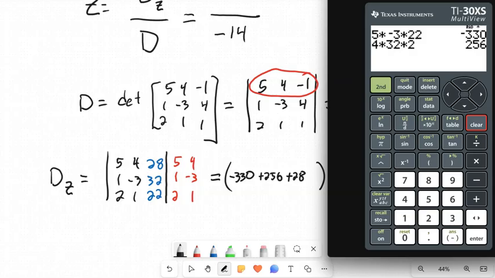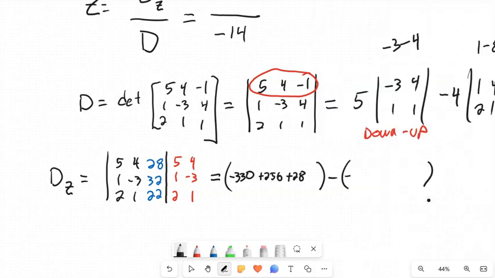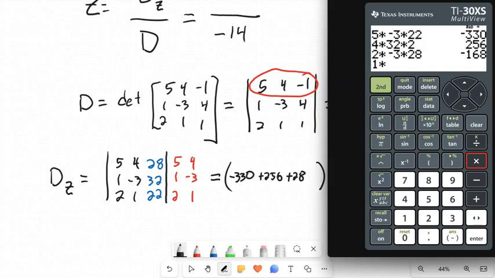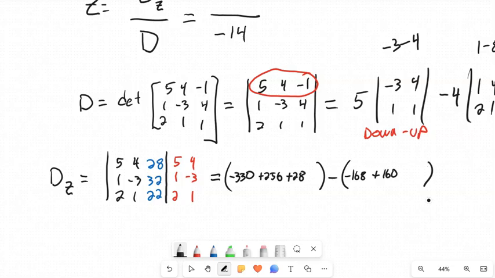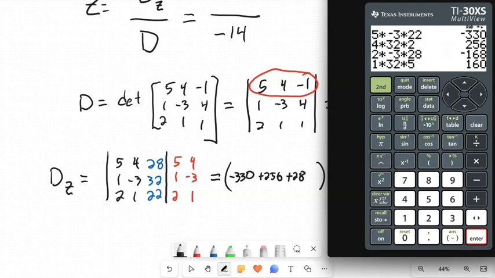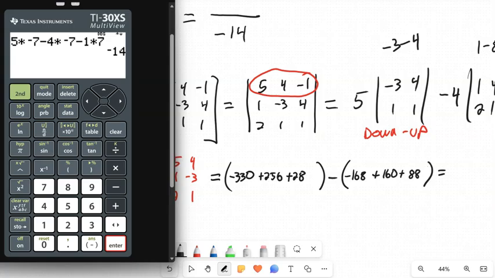Oh, sorry. Try that again. About made a mistake. There we go. Negative 168. The next one is plus 160. That would be the 1 times 32 times 5. And 22 times 1 times 4. Again, we're just doing up products. That would be 88. So we have negative 33.